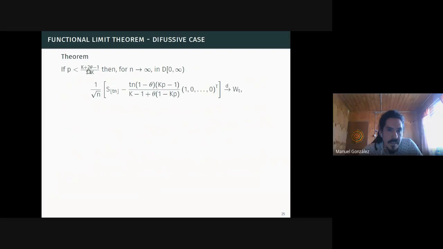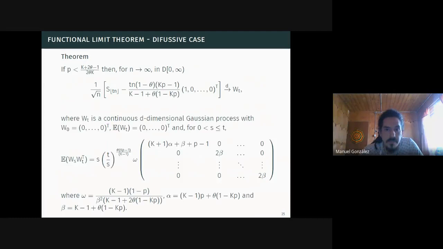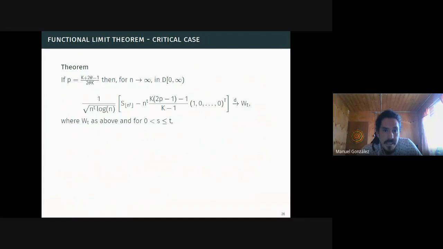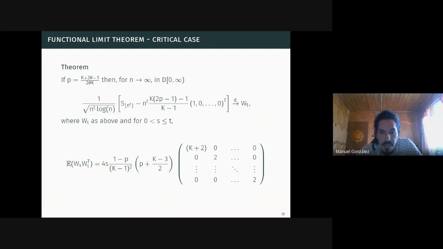Parameter p less than this quantity. Just remember that k is related to the dimension of the process, and theta is related to the memory lapses. Okay, here I have a convergence to a d-dimensional Gaussian process. I obtained the matrix of covariance for this process. In the critical case it is similar. The scale is different, but there is also a convergence to a Gaussian process. I also obtained the matrix of covariance.